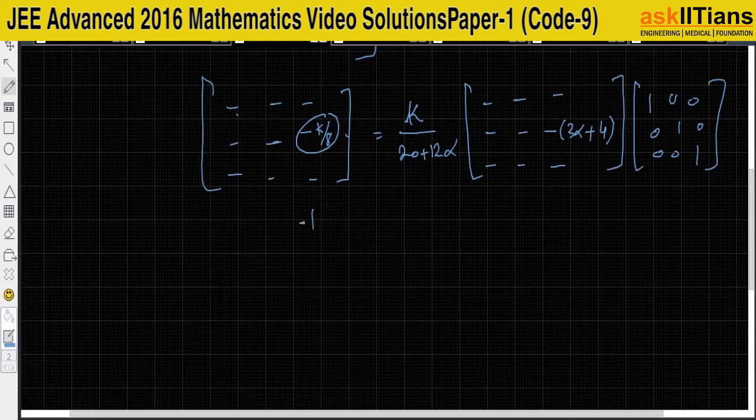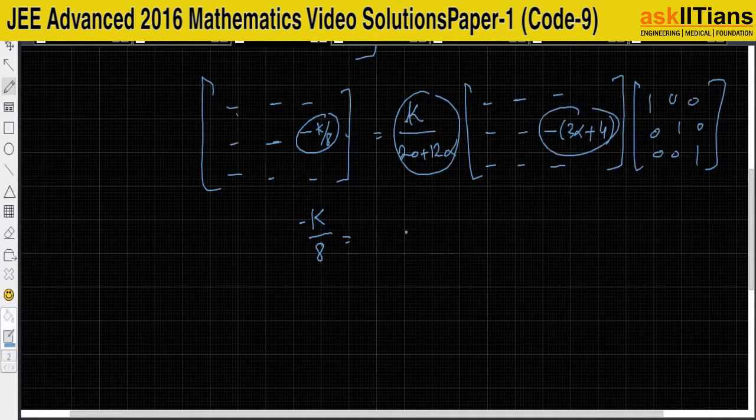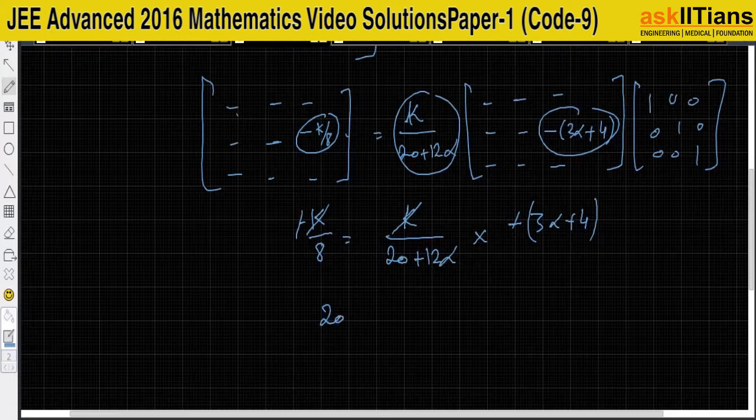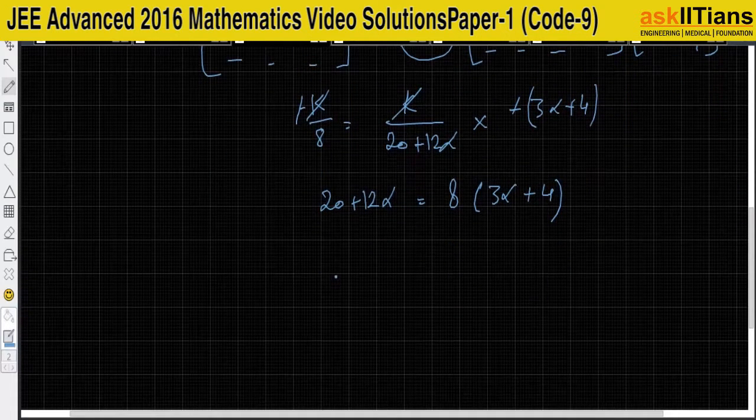If these two matrices are equal, corresponding elements are also equal. So this is minus K by 8. Here I'll get this multiplied by this, so that's K times 20 plus 12 alpha multiplied by minus of 3 alpha plus 4. So here K will get cancelled on both sides. Minus sign will also get cancelled. So actually you will get 20 plus 12 alpha is equal to 8 times 3 alpha plus 4. So you need to solve this and find the value of alpha.